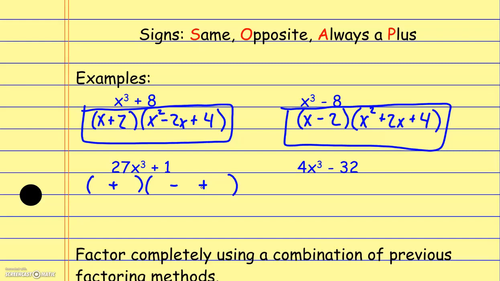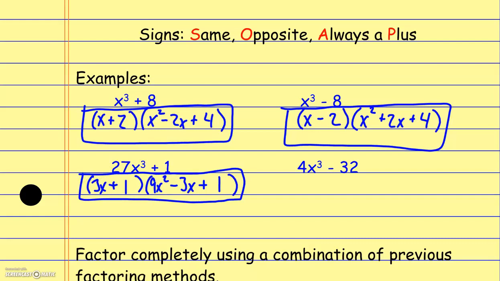The cube root of 27x to the third is a 3x. The cube root of 1 is a 1. And now when I square that first piece, 3x times itself, that's a 9x squared. I've got to square each piece. The 1 squared is a 1. And now when I multiply the two pieces, that's a 3x. That goes in the middle. All right? So again, it's just a matter of memorizing this pattern.